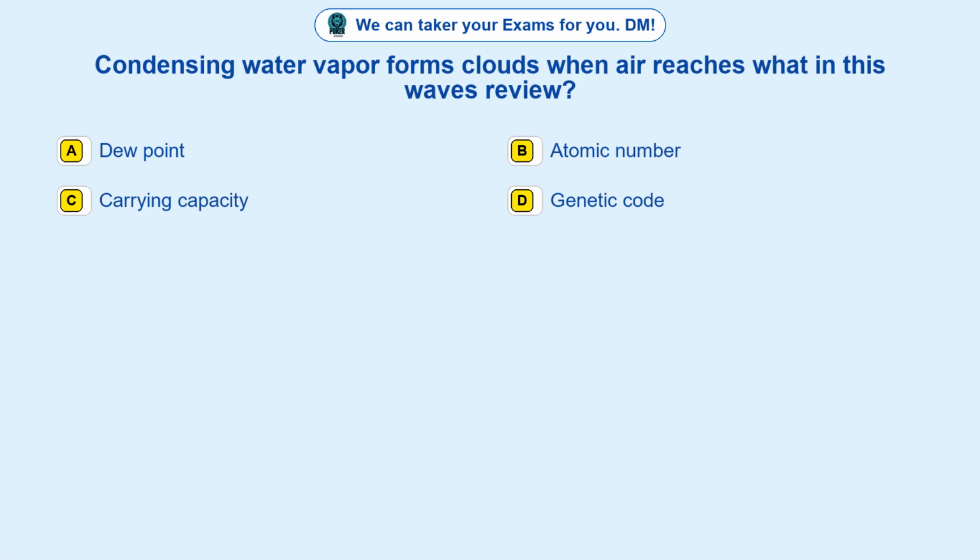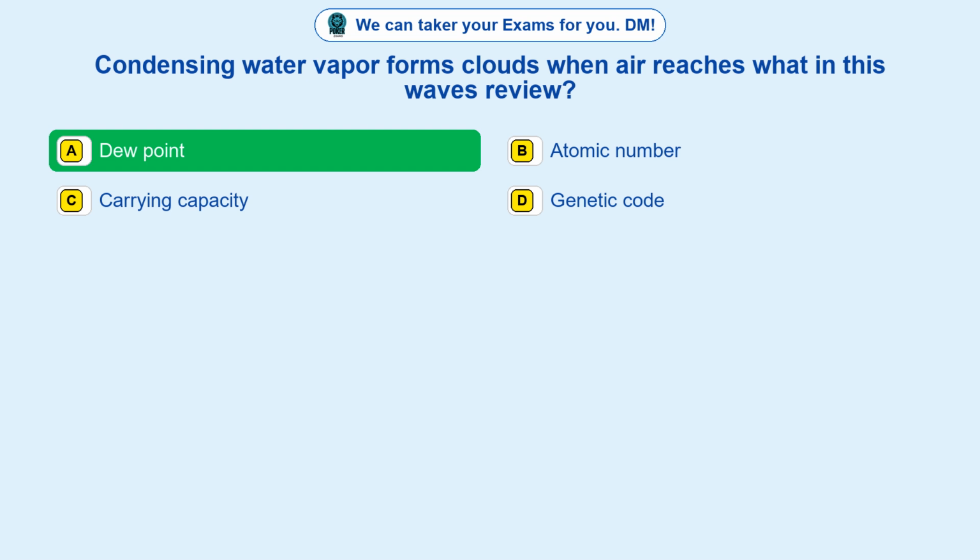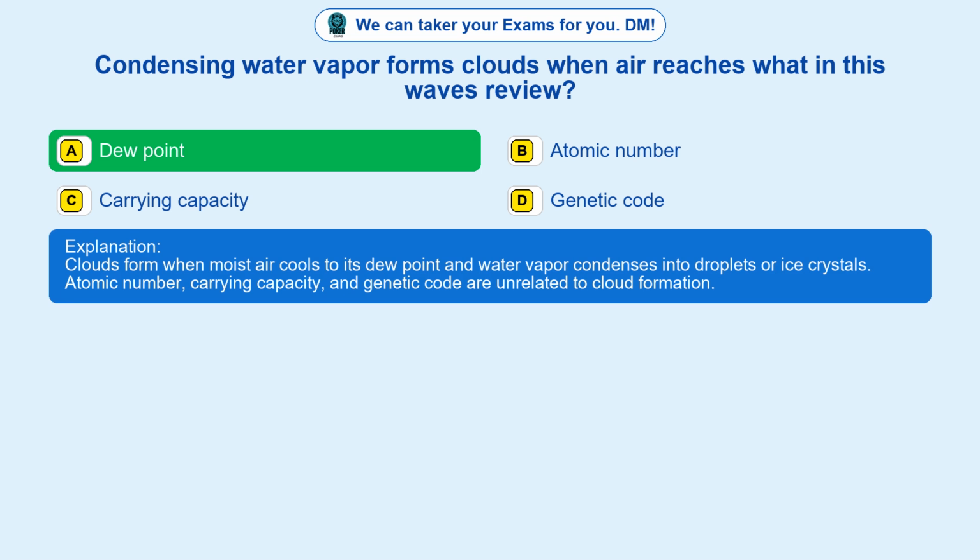Question 99. Condensing water vapor forms clouds when air reaches what in this waves review? Option A, dew point. Option B, atomic number. Option C, carrying capacity. Option D, genetic code. The correct answer is option A. Dew point. Clouds form when moist air cools to its dew point and water vapor condenses into droplets or ice crystals. Atomic number, carrying capacity, and genetic code are unrelated to cloud formation.